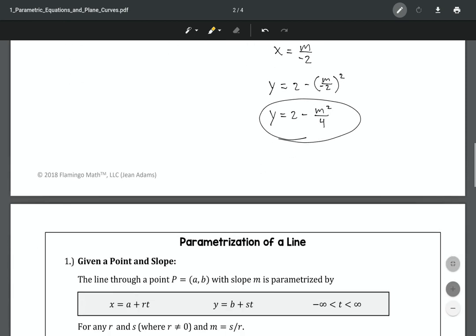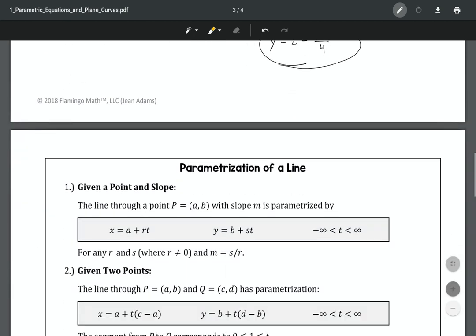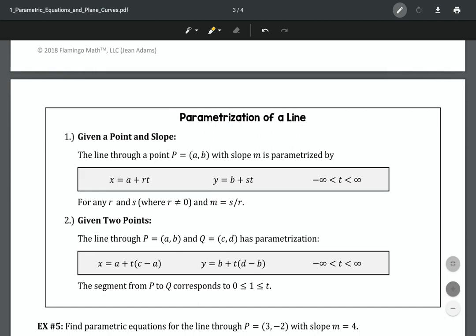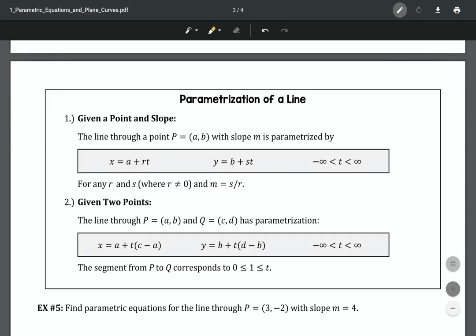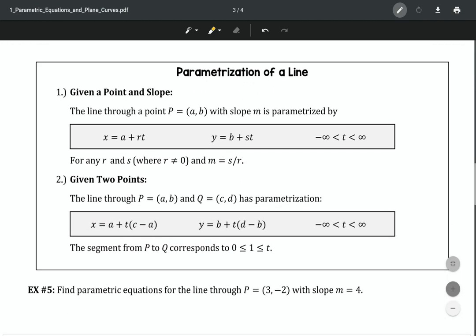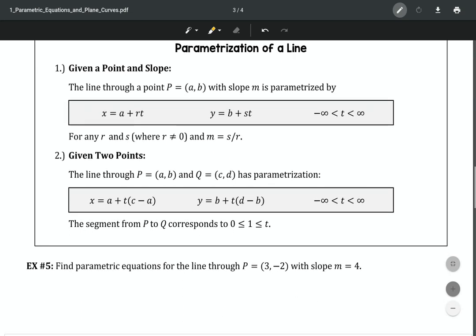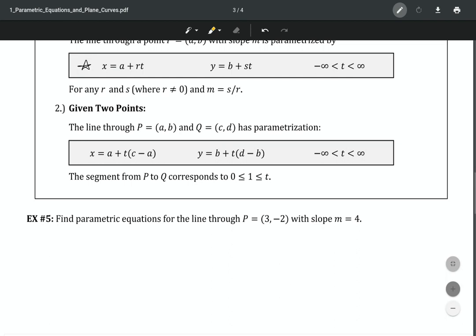All right, so now we're going to talk about how to do the parametrization of a line. That's a hard one to say. I didn't even realize it was hard to say until I said it out loud. So if they give you a single point and a slope, you're going to use these two formulas here. If they give you 2 points, then you're going to use these two formulas.